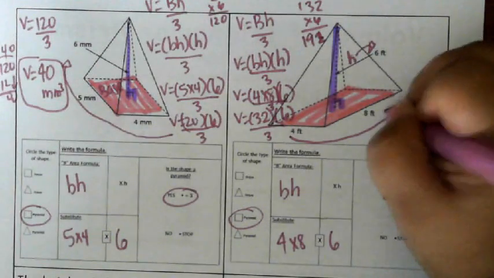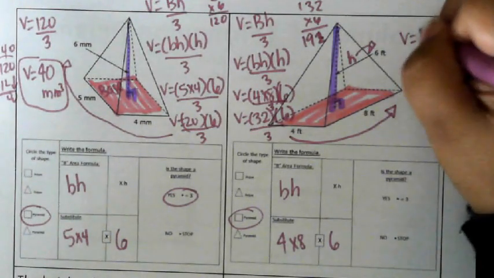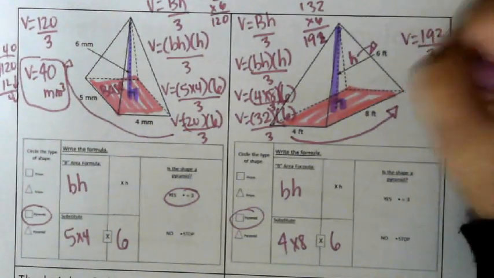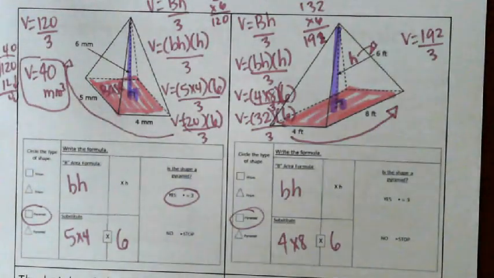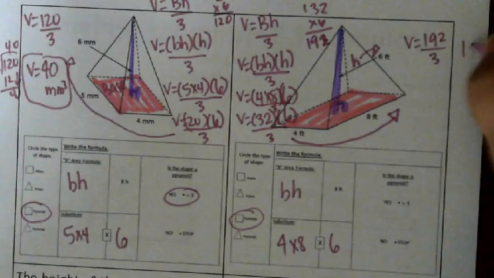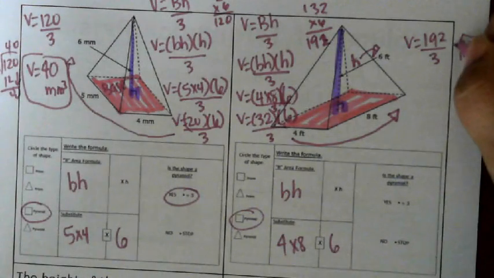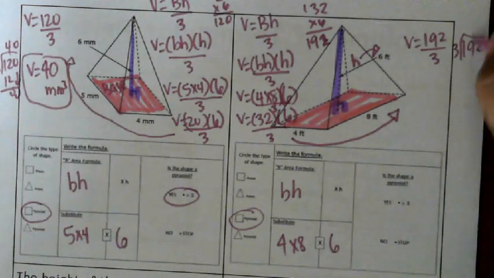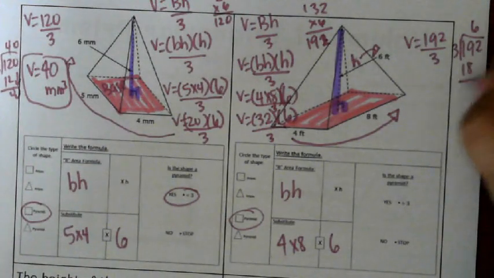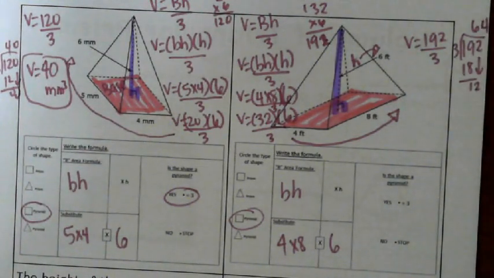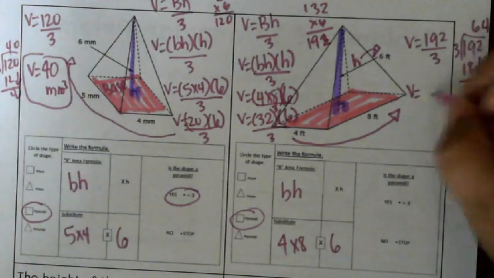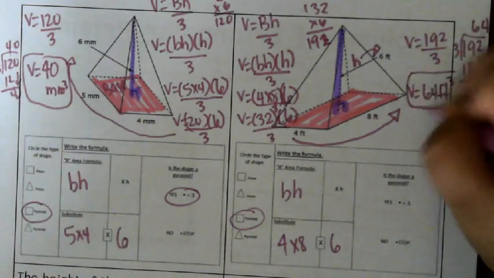Now all I have to do is that division. 3 can go into 19 6 times. That'll be 18. And then it can go into 12 4 times. Okay, volume is equal to 64 feet cubed. This is the final answer. Now remember, we divided because it is a pyramid, so we have to divide by 3.